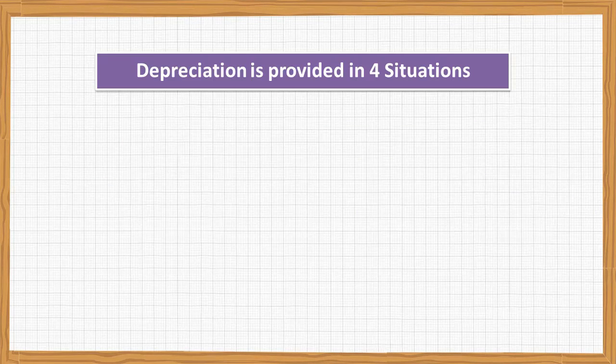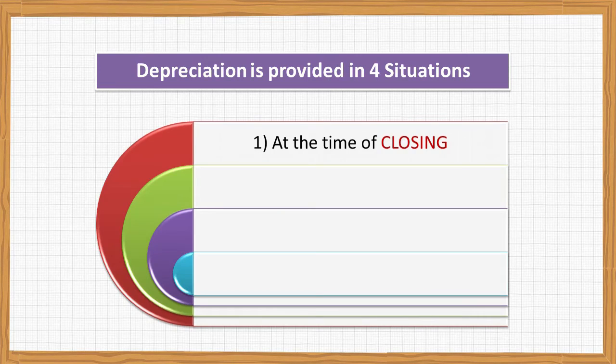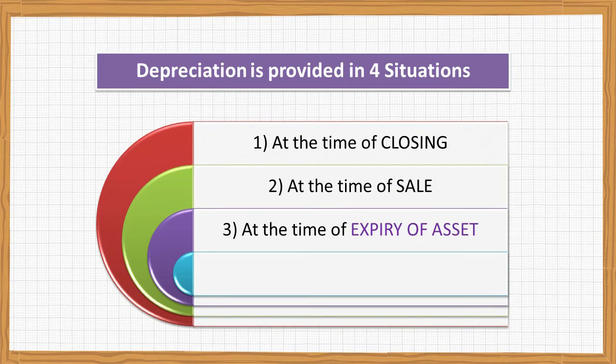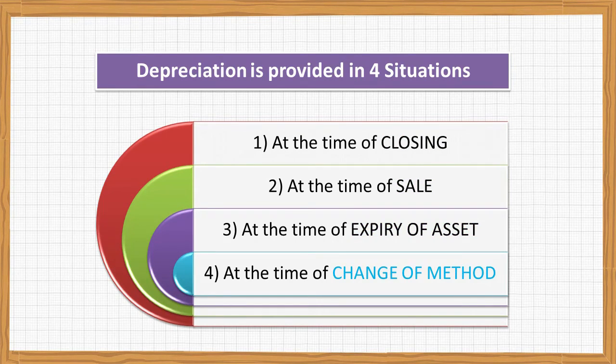And one thing more, I would like to remind you that depreciation is provided in 4 situations. Number 1, at the time of closing. Number 2, at the time of sale. Number 3, at the time of expiry of asset. Number 4, at the time of change of method.